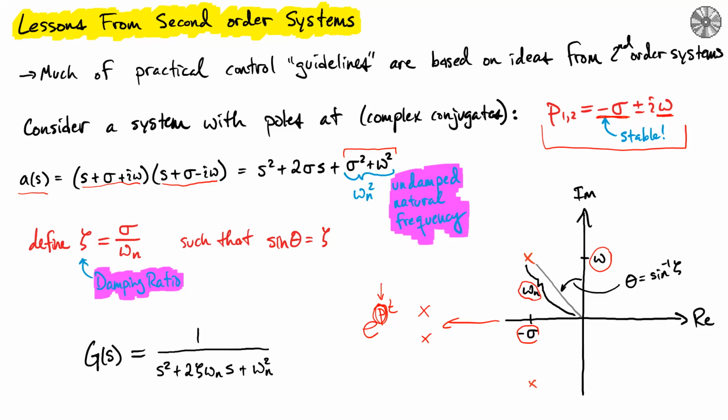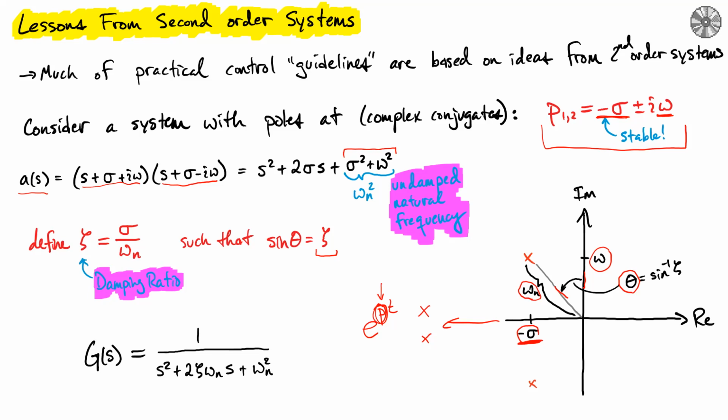And then another useful way of representing the amount of damping in the system, instead of representing it as this real value sigma, is to express it as this Greek letter zeta. And that zeta is simply the sine of the angle theta, which is the angle from the imaginary axis to the vector to our pole.